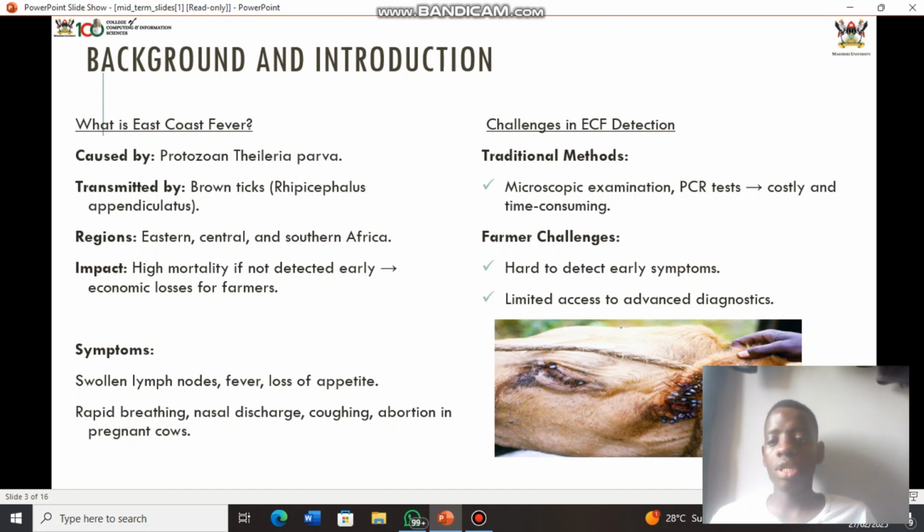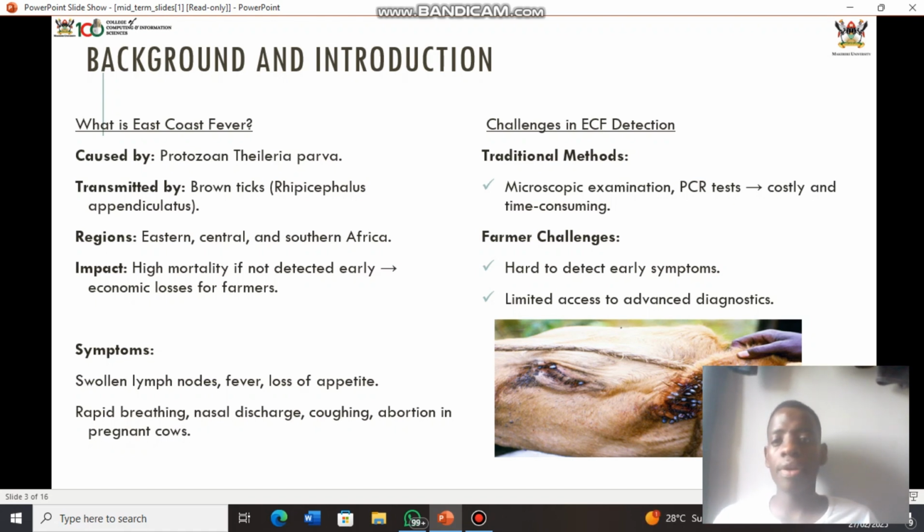Among the symptoms are swollen lymph nodes, fever, loss of appetite, a decline in milk production, and also a loss in meat production because the cattle literally become small. There's rapid breathing, nasal discharge, coughing, and abortion in pregnant cows.